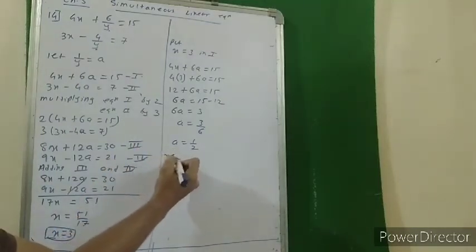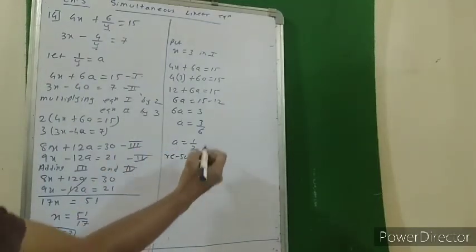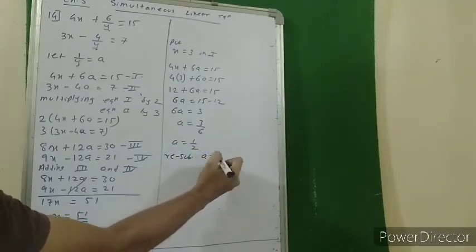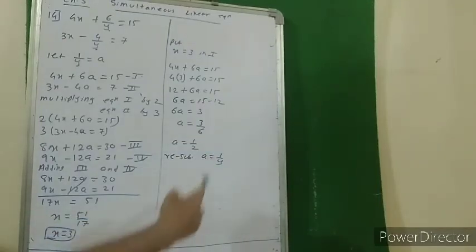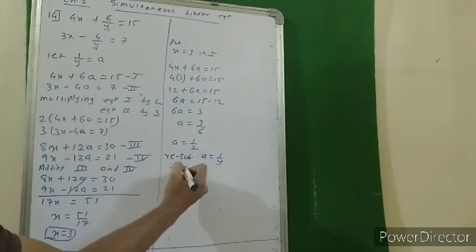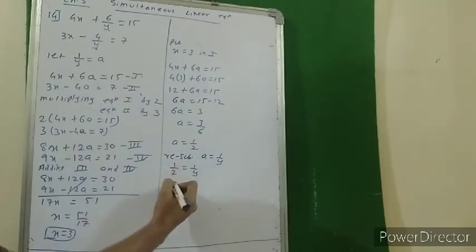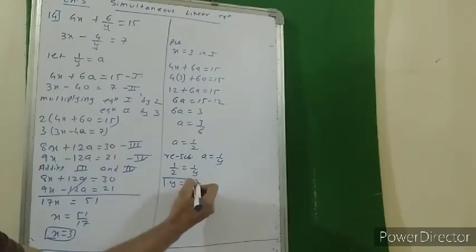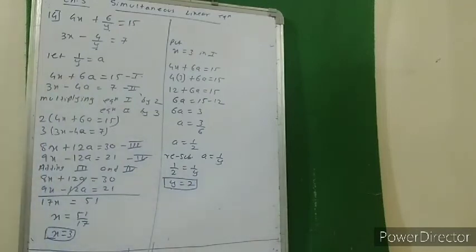So substituting a is equal to 1 upon y. Okay, what is the value of a? 1 upon 2 is equal to 1 upon y. So y is equal to 2. Okay, we have the value of y is equal to 2.